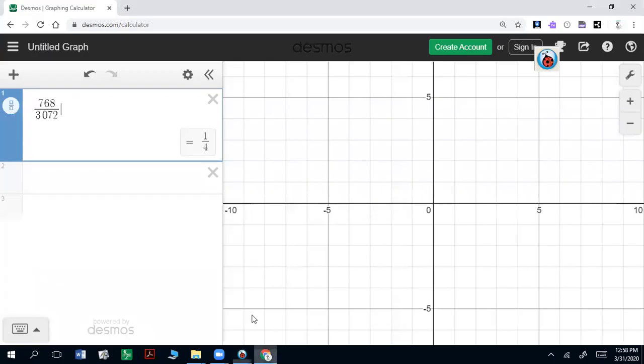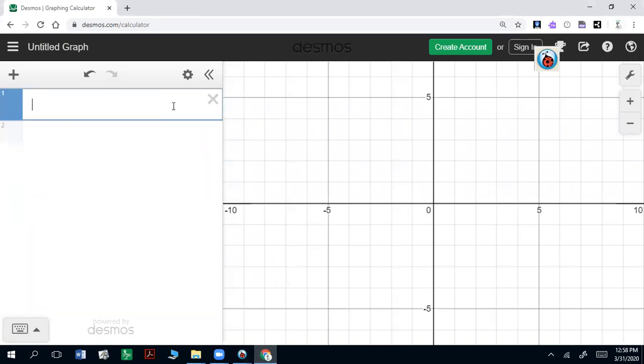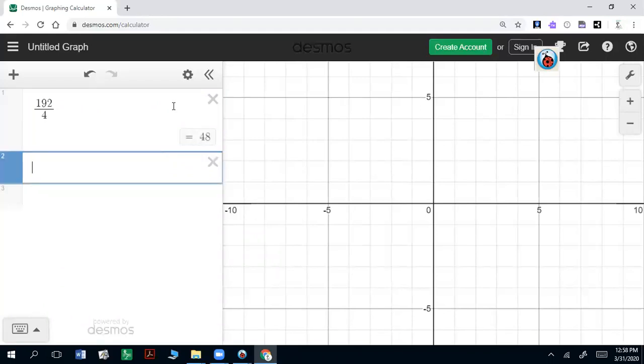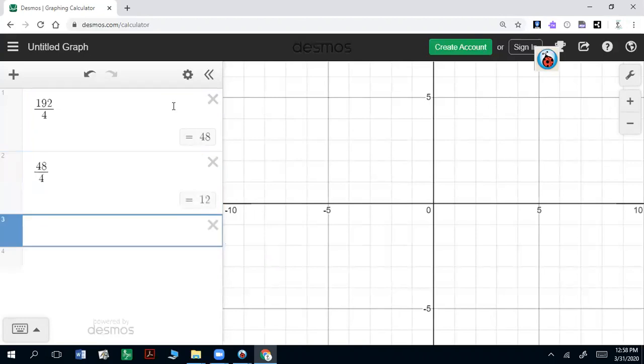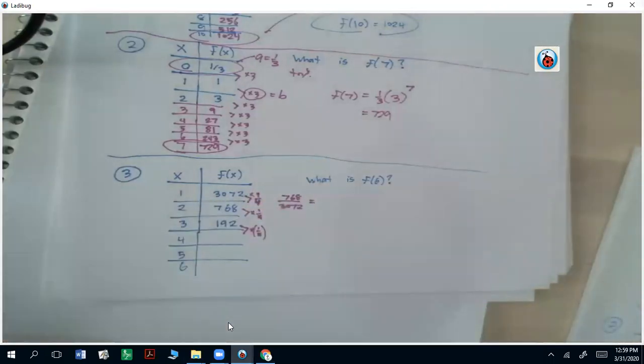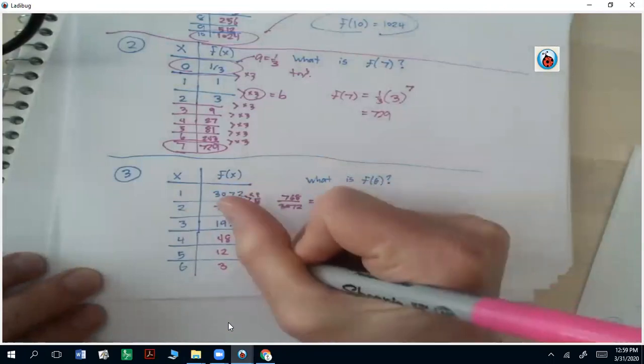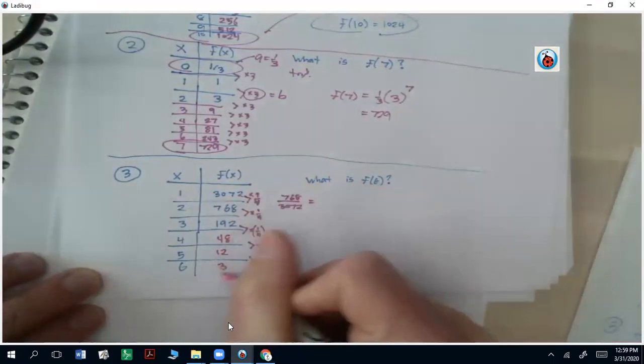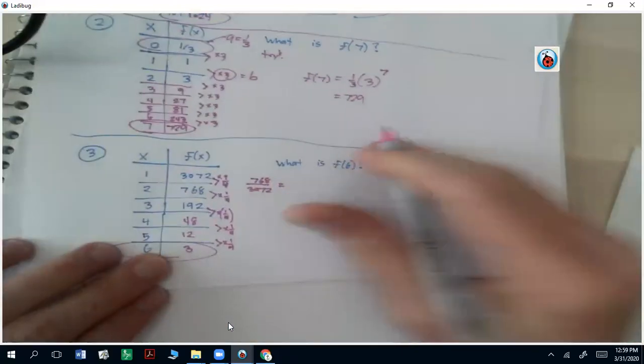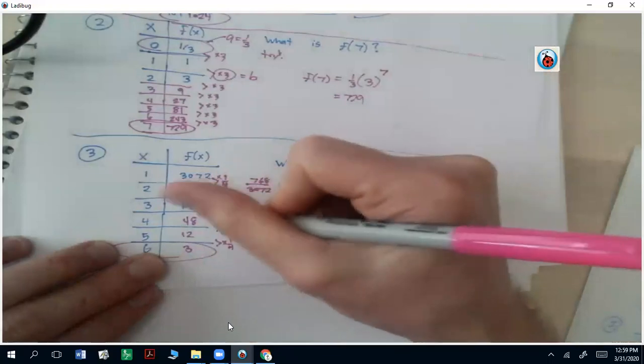192 divided by 4. So 48 would be f of 4. F of 5 would be 12. And 12 divided by 4 should be 3. So 48, 12, and 3. So if you times by 1/4 or divide by 4, you'll finally get to that f of 6 value, which is 3.